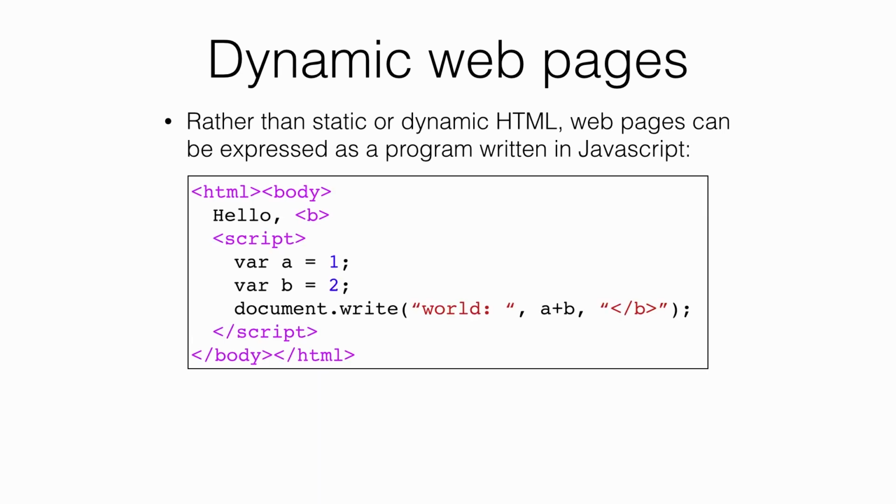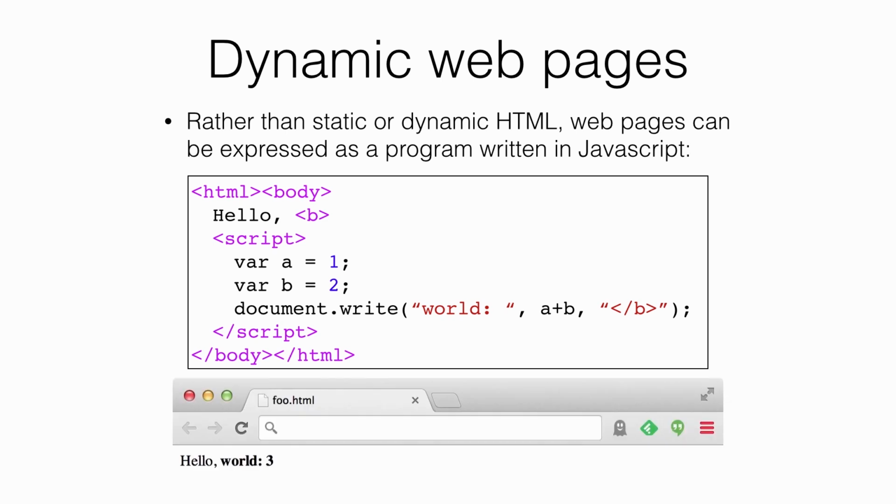So here's a little example of an HTML file that may be sent to the client. You can see it has the standard tags. It also has script tags that indicate the beginning and end of a JavaScript program. Here the program sets two local variables, a and b, and then invokes document.write to modify the contents of the page. The contents of the page will include world, the value 3, which is the sum a plus b, and then a closed boldface tag, which closes off the open boldface tag that was at the top. When this program is rendered by the browser, it looks like this on the page.